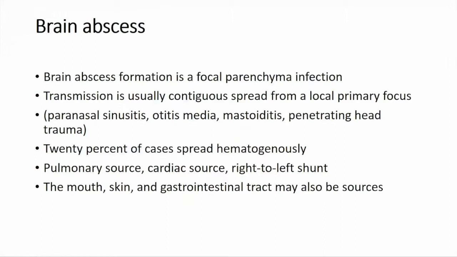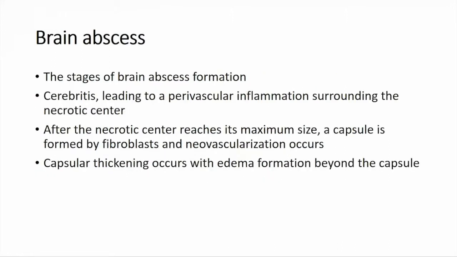Another important issue is brain abscesses. This usually occurs from a focal parenchymal infection. Transmission is usually contiguous, spread from a primary focus. Common sites are paranasal sinusitis, otitis media, mastoiditis, and penetrating head trauma. 20% of the cases can spread hematogenously, from a pulmonary source, cardiac source, or right to left shunt. The mouth, skin, and gastrointestinal tract may also be observed.